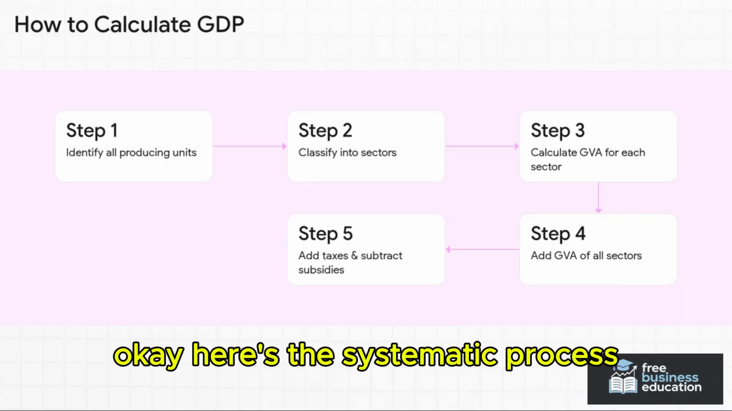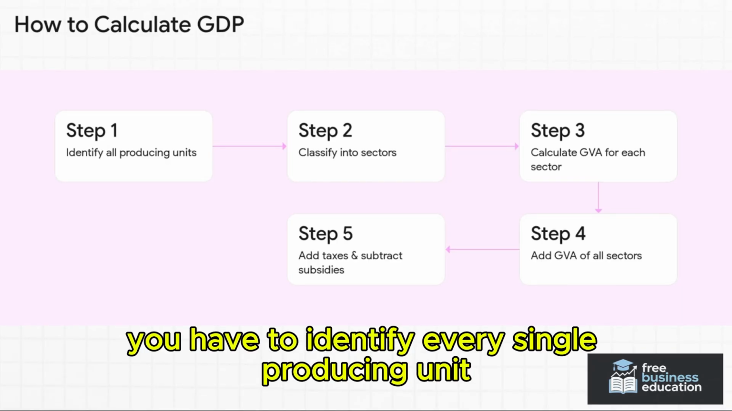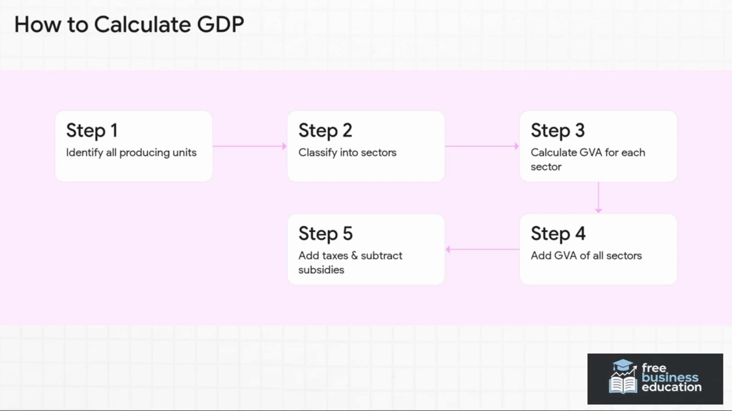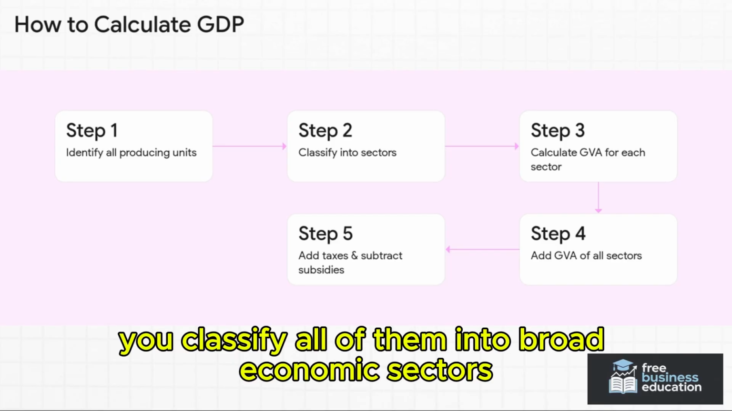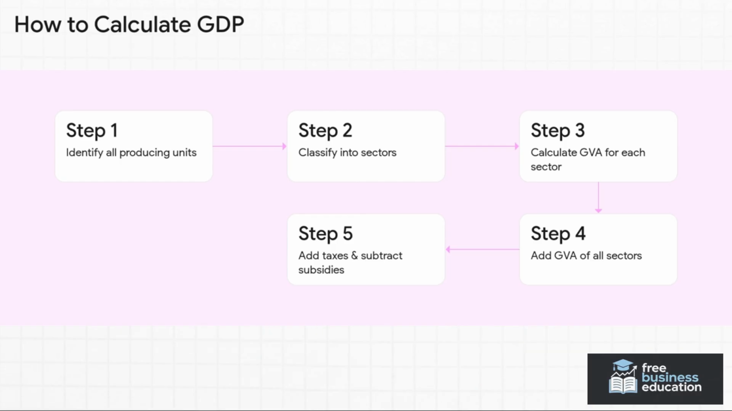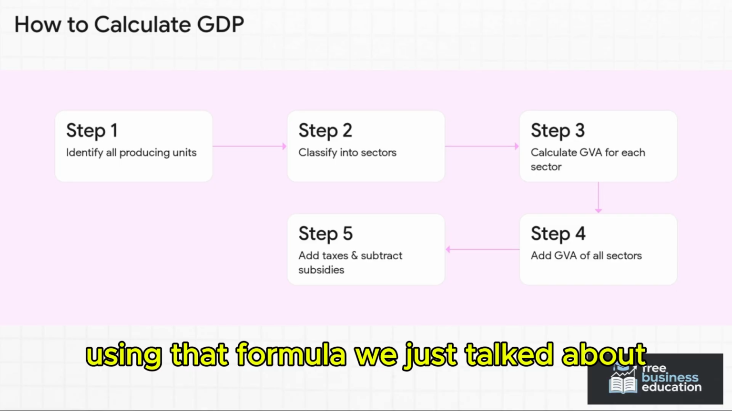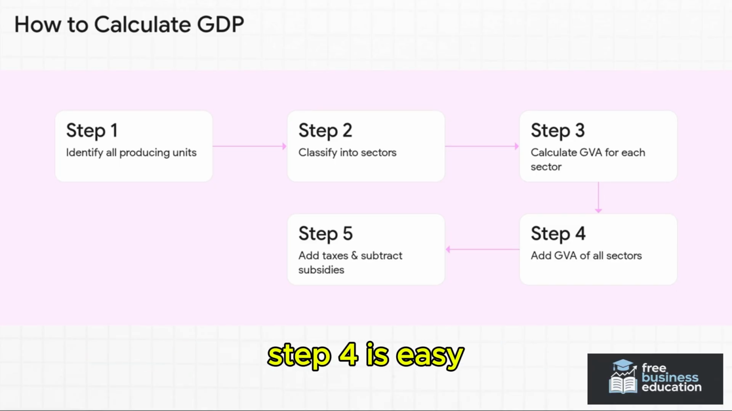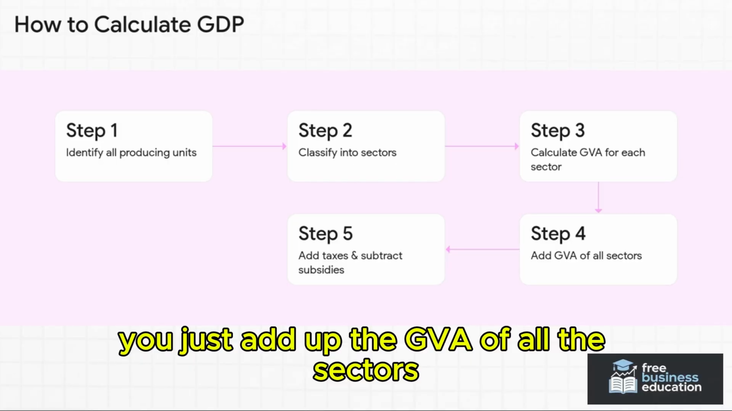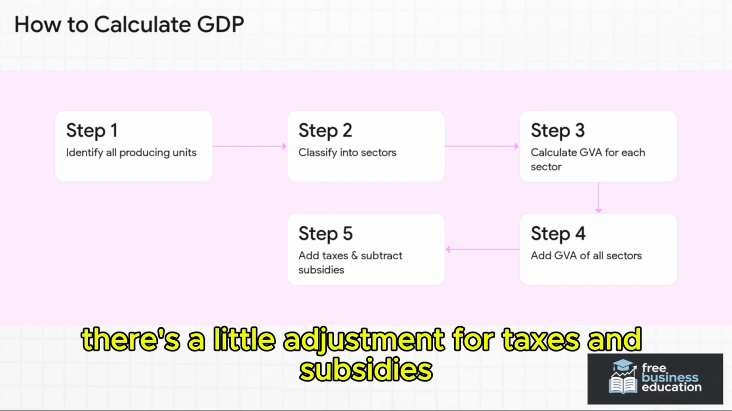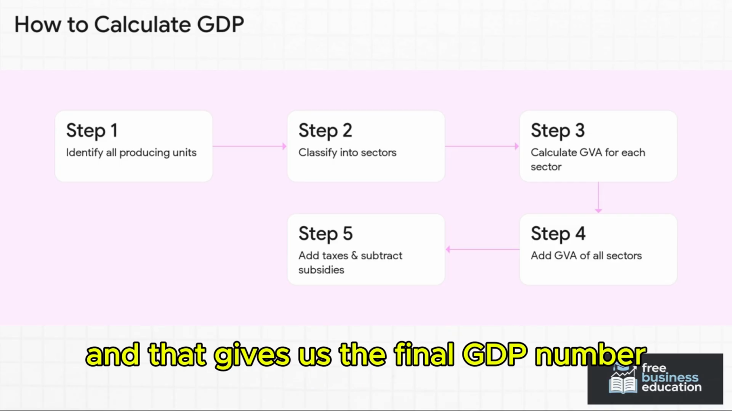Okay, here's the systematic process. Step 1. You have to identify every single producing unit. We're talking everything from the tiniest farm to the biggest car factory. Step 2. You classify all of them into broad economic sectors. Then, for Step 3, you calculate the gross value added, or GVA, for each of those sectors, using that formula we just talked about. Step 4 is easy. You just add up the GVA of all the sectors. And finally, there's a little adjustment for taxes and subsidies, and that gives us the final GDP number.